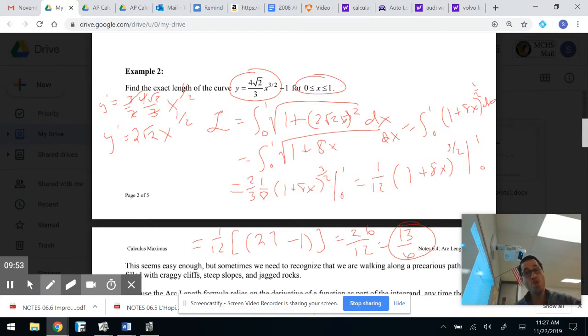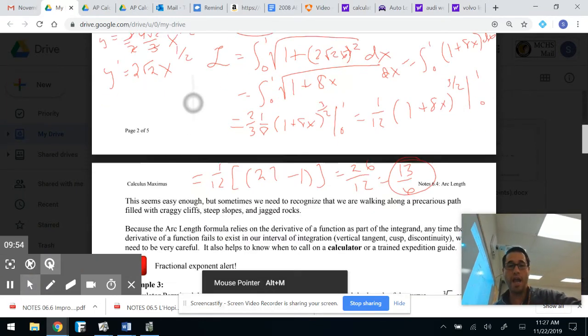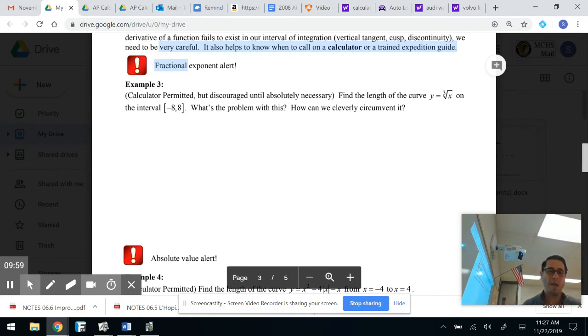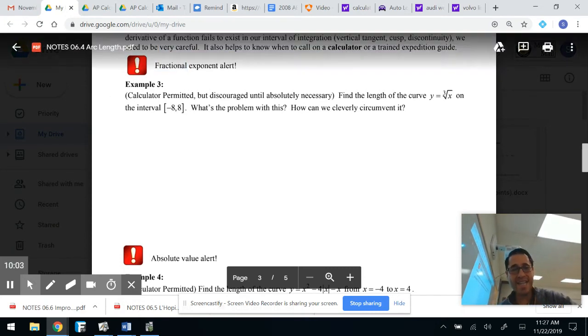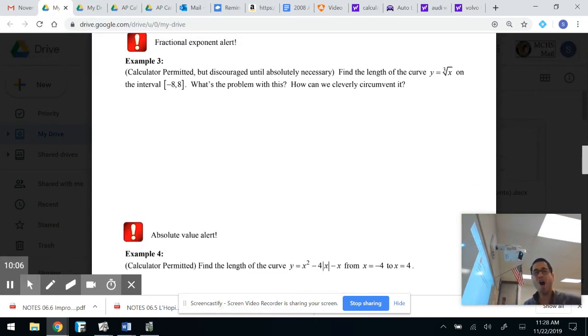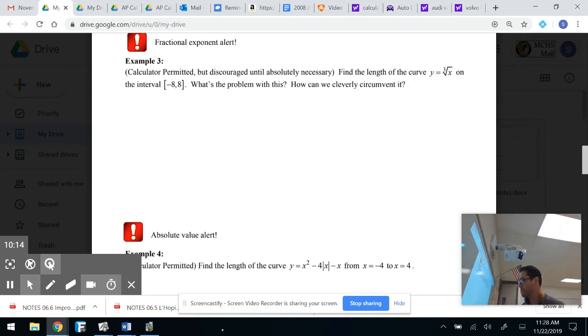Example 2, no. All right, here we go. Let's roll. Ooh, example 3 is so fun. Come on, please work. Magical pen. All right, magical pen, let's roll. Calculator permitted, but it says it's highly discouraged until absolutely necessary. Why? Why would they say that? Well, let's maybe find out.